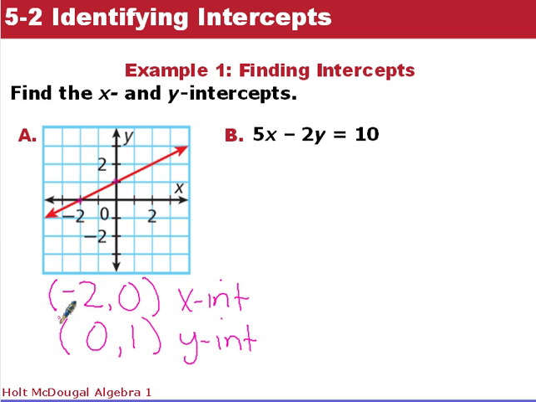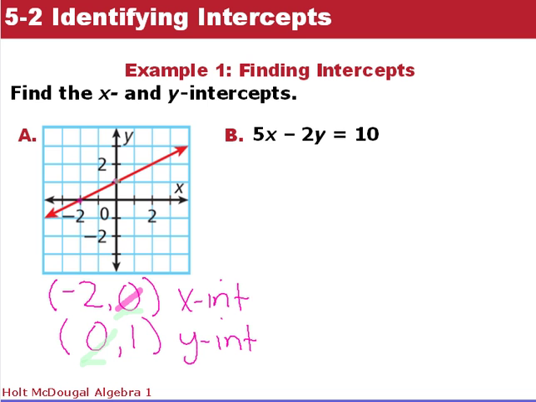So for our graph, we'd write our x-intercept as the ordered pair -2, 0. Again, notice the y value is 0. And for our y-intercept, it's crossing here up at 1, so our x value is 0, and our y-intercept is at 1. Writing them as an ordered pair can help you remember to set y equal to 0 for your x-intercept, and set x equal to 0 for your y-intercept.